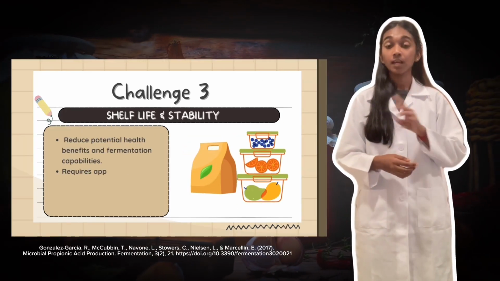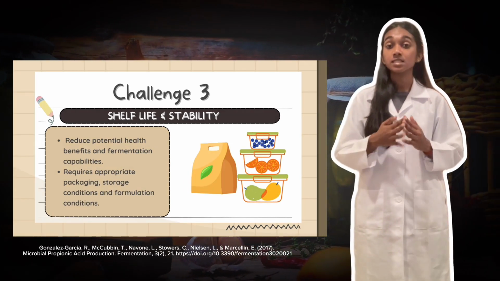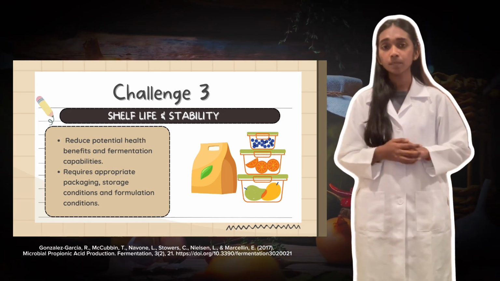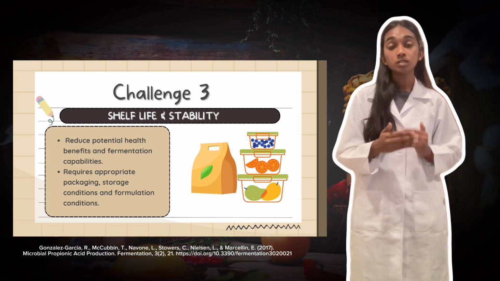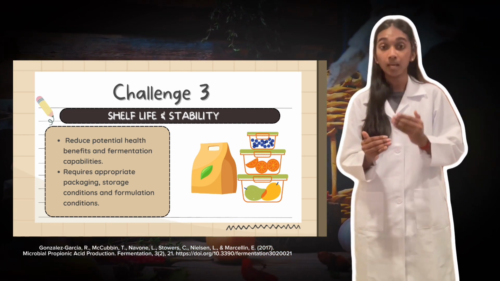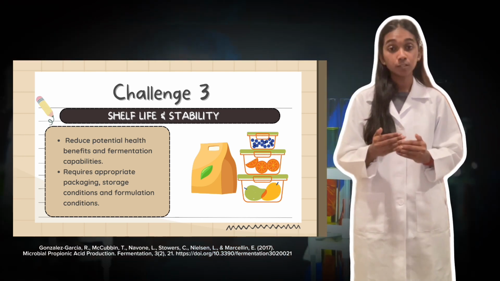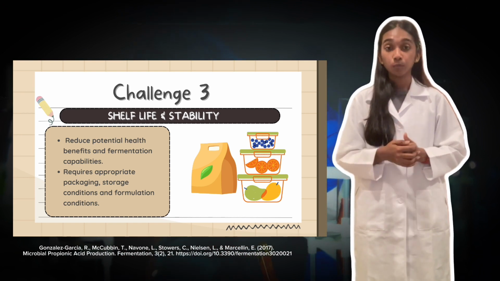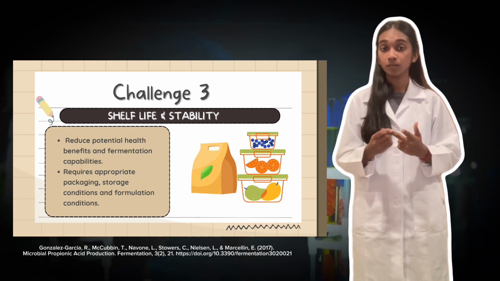Challenge number 3. The final challenge would be stability and shelf life. The shelf life and stability of fermented foods that contain propionic bacteria could be a great challenge. This is because propionic bacteria could lose viability over time, which reduces the potential health benefits and also the fermentation capabilities. Ensuring sufficient viability and stability throughout the product's shelf life requires appropriate packaging, storage conditions, and formulation considerations.